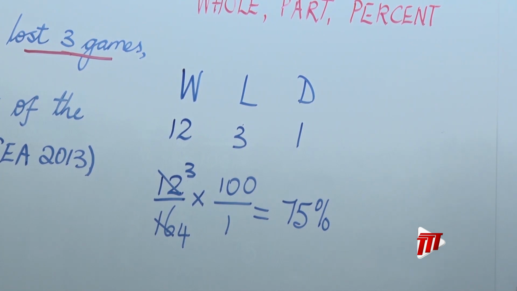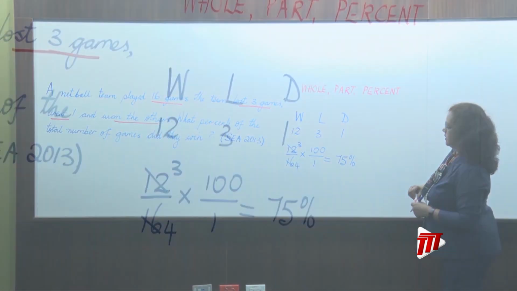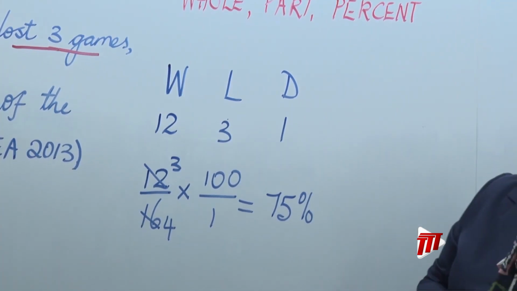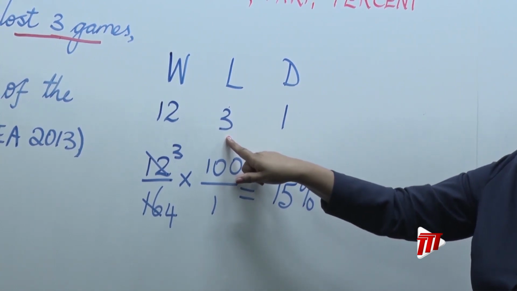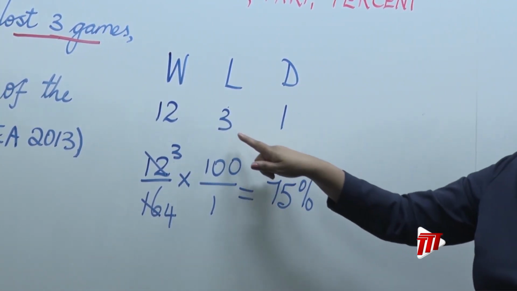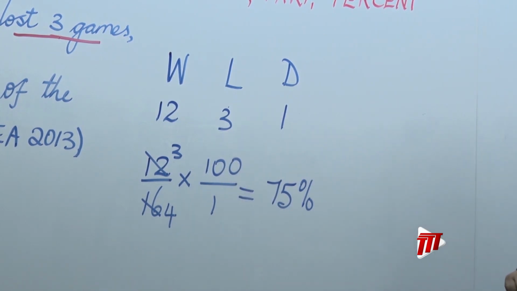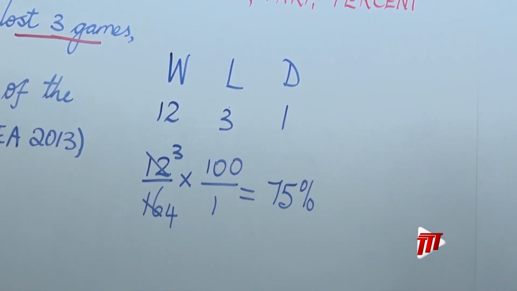So they won 75% of their games. Similarly, if we had to find the percent of the number of games lost, we can express the number of games lost as a fraction of the whole, 3 over 16, and then proceed to calculate the percent. Similarly, we can do the same for the number of games drawn. Let's look at our final problem for today.